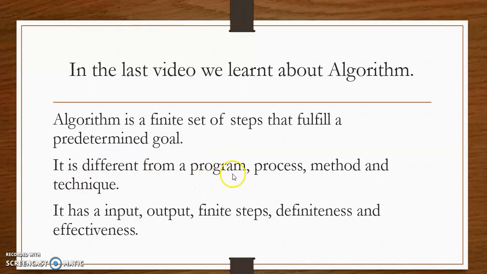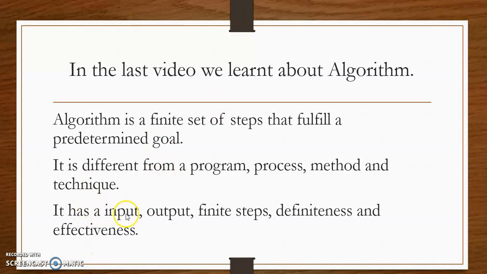It is different from a program, a process, a method, and a technique. A program is a finite set of computer instructions. A process is a program in execution. A method is an established way of doing something, and a technique is also a systematic and scientific method of doing something. An algorithm is different from all four of them. The algorithm is just a finite set of steps for doing something. It can be mathematical in nature or it can be written in simple English language.